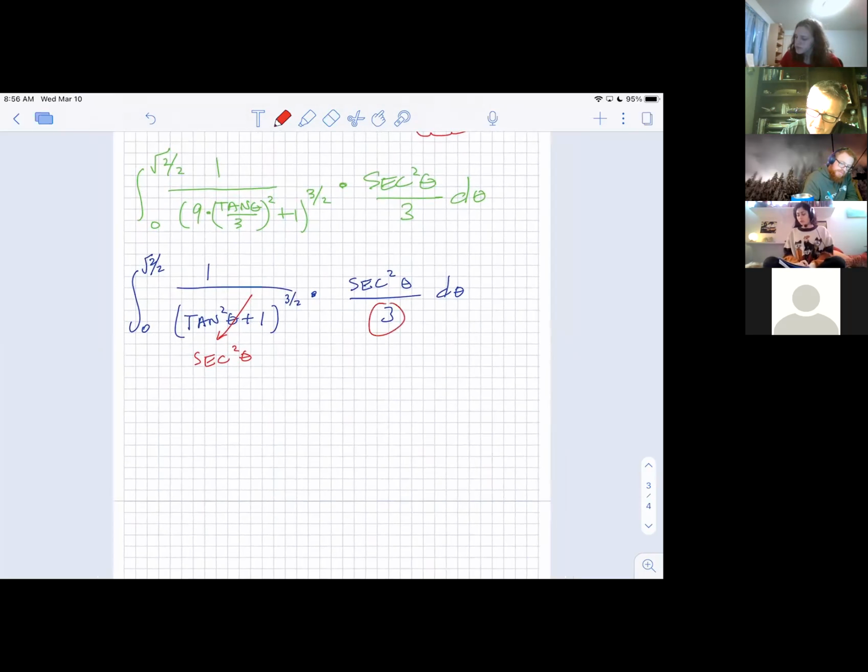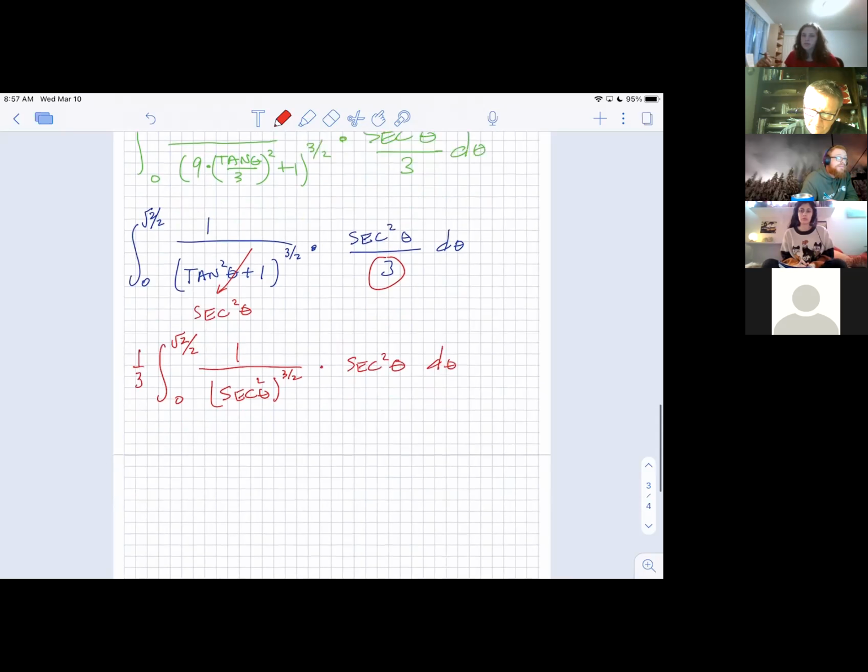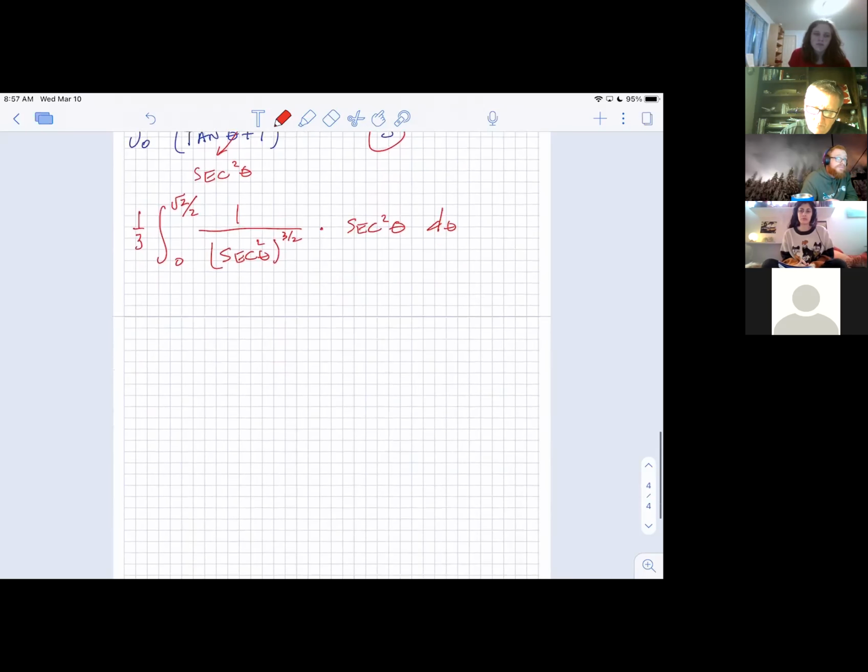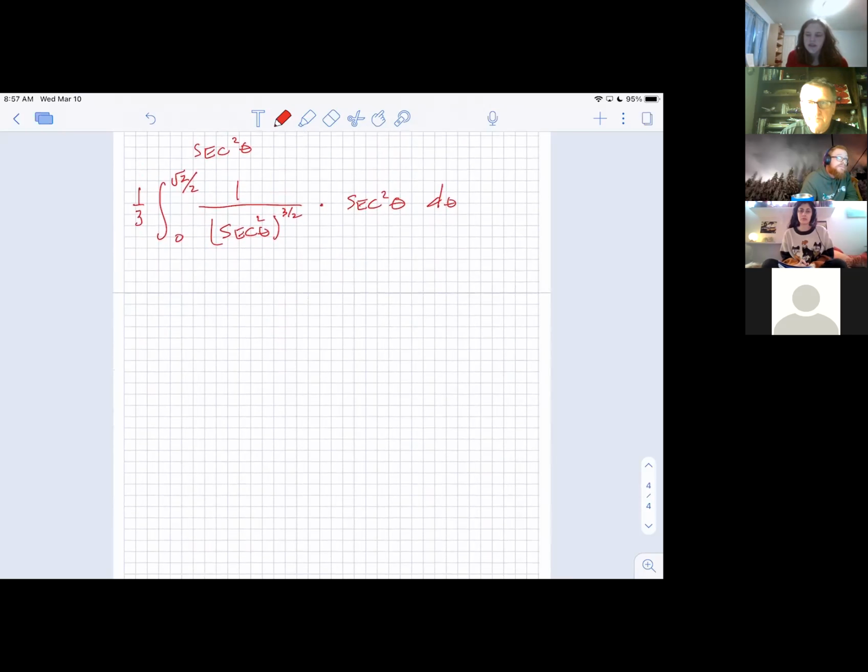Let's see. So there's a 1/3 here. So I think I'll pull that out front because I don't want to be confused by that. And I have 1 over the secant squared, but that's also raised to the 3/2. You still have the +1 in front of the, oh no, never mind. Good. Think out loud. Good for you. I'm thinking. Can you separate it and turn it into a secant squared theta times a square root of secant squared theta?